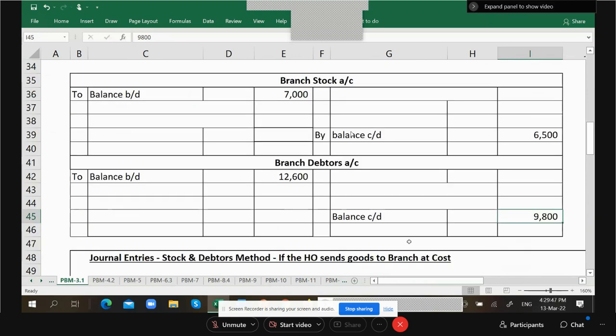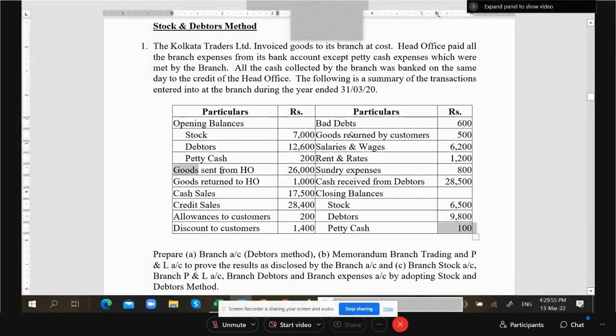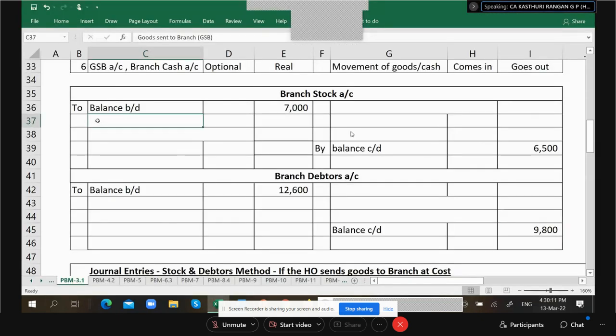Now, tell me, friends, the problem tells you goods sent from HO. That means what? Goods sent to branch. And when goods are sent to branch, goods come into the stock, is it not? Therefore, what is the entry? Debit branch stock account to GSB.